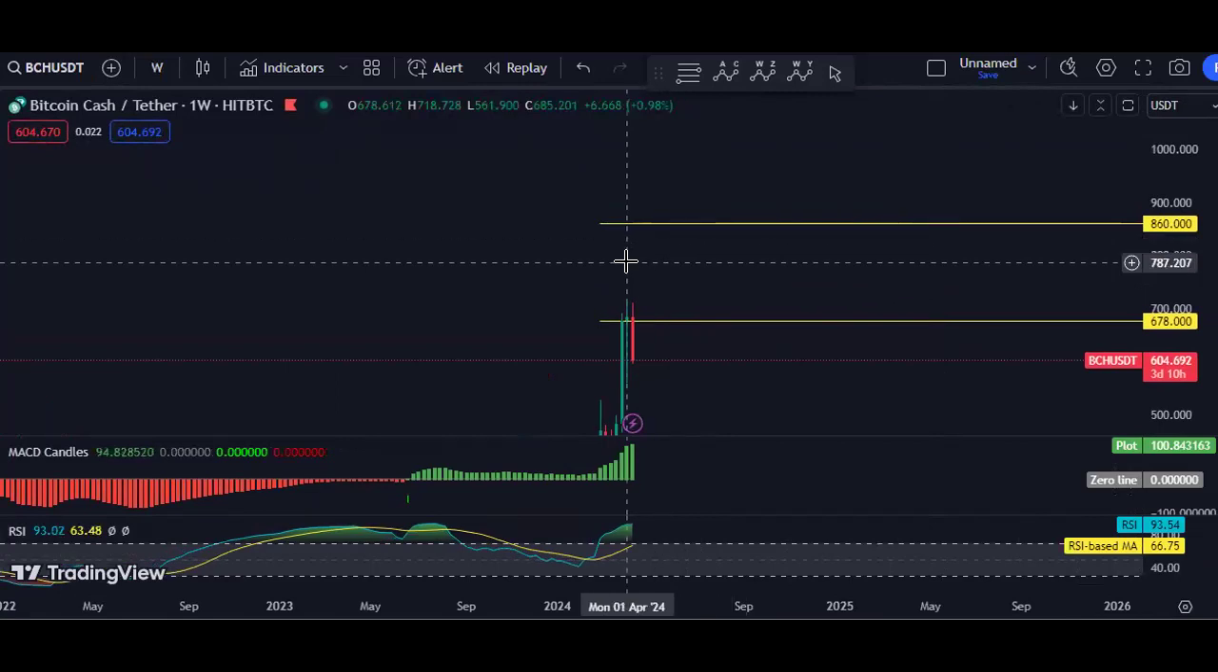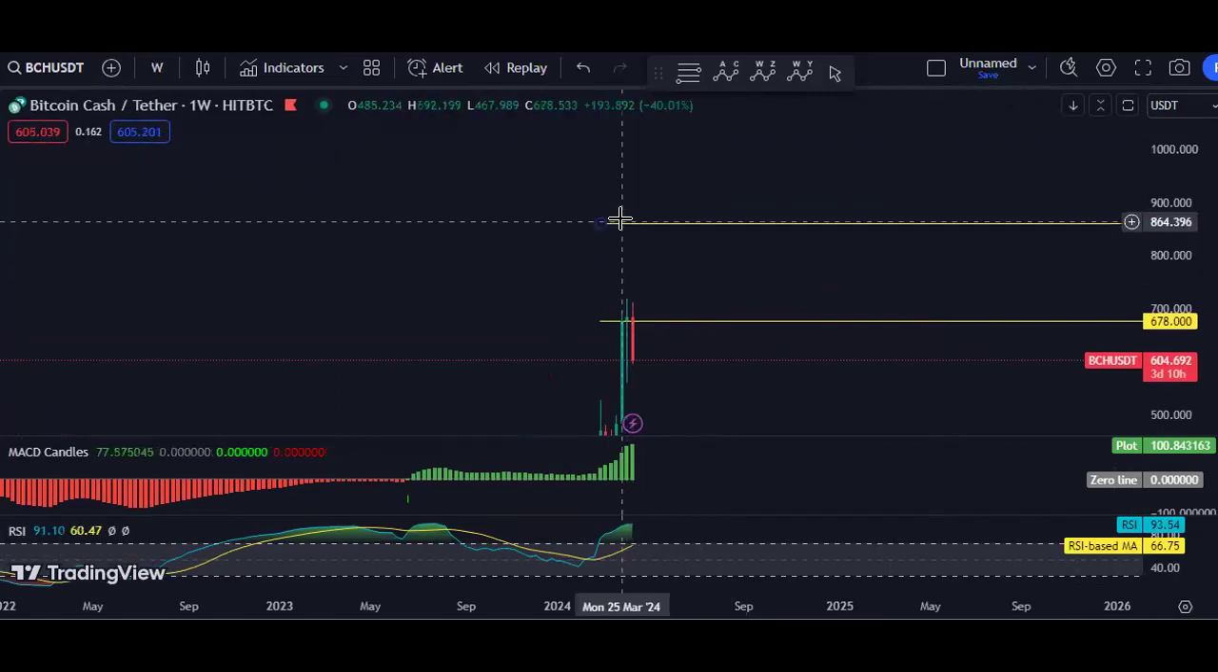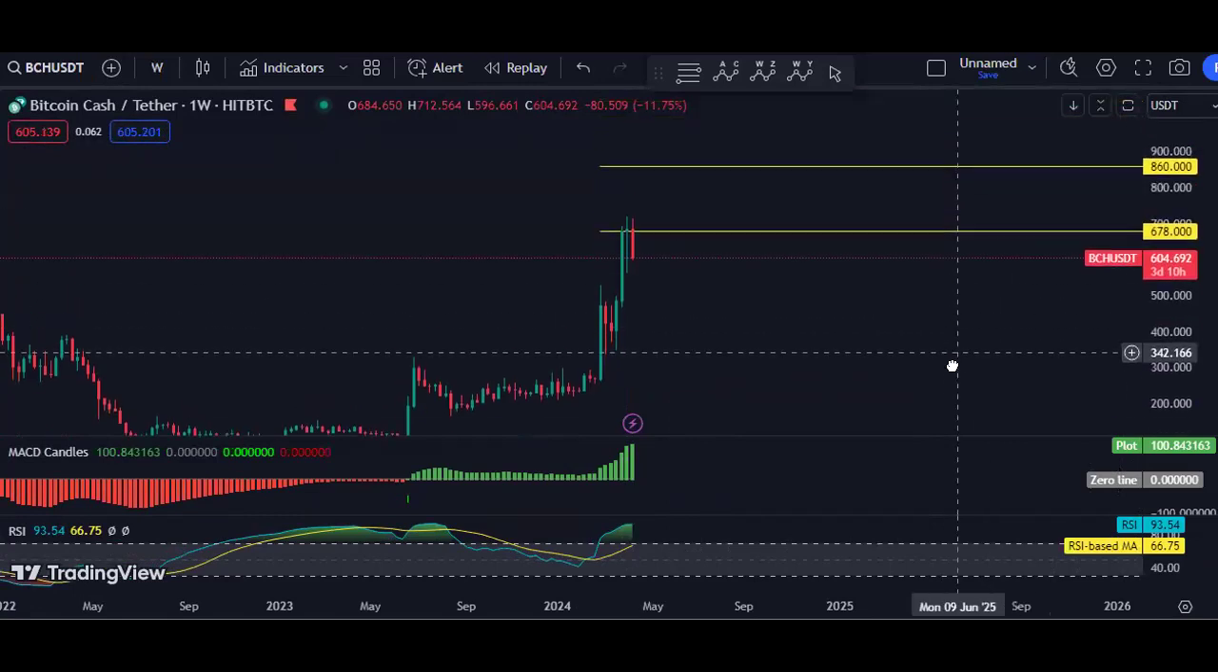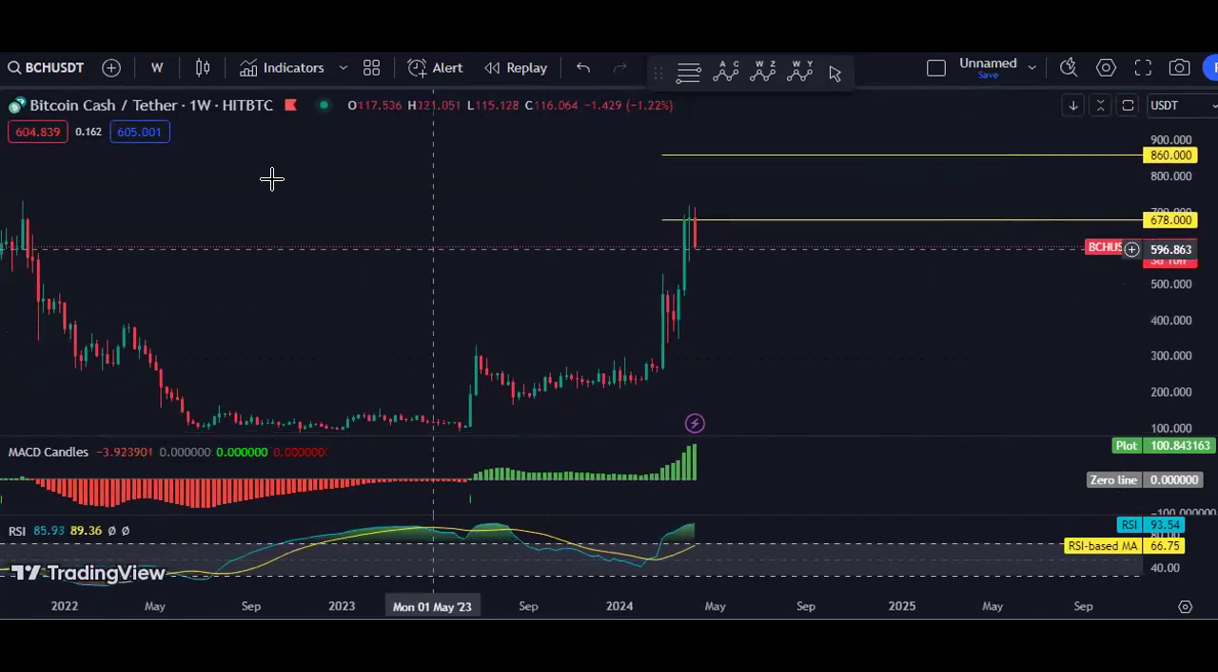That means the next target, the most important thing based on higher time frame I'm looking for, is 860, because with the breakout of the 860, then we are looking for 1.6k. Anyway, we just follow the chart.